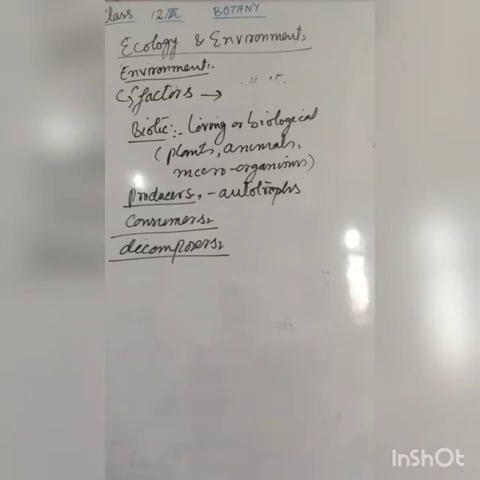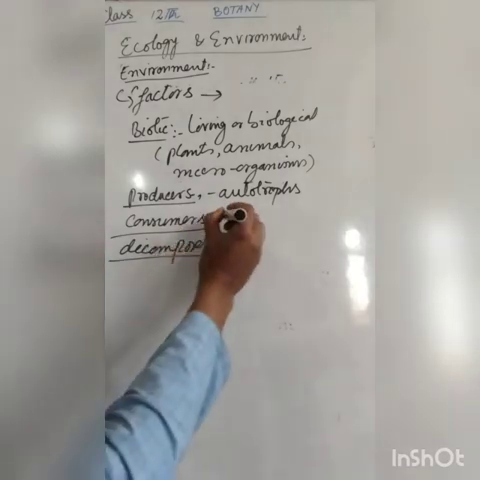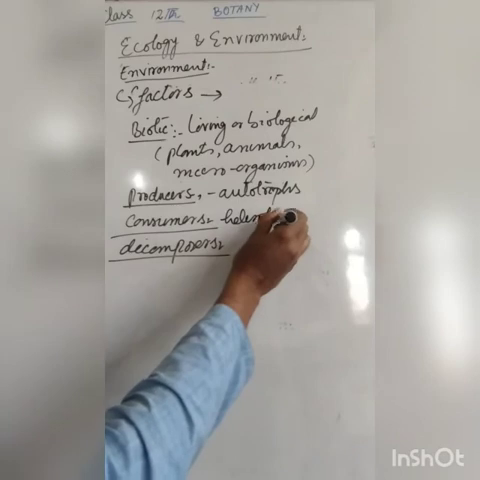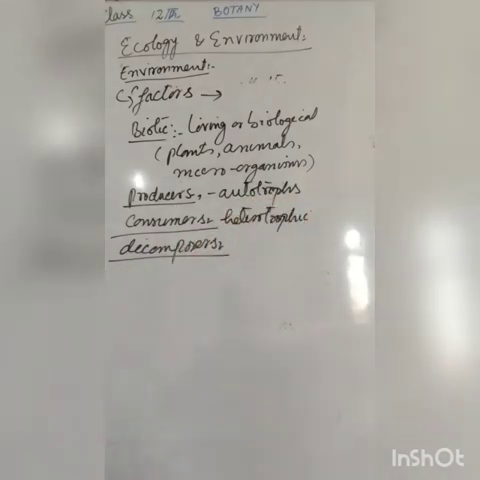Now there is another group, that is consumers. Animals depend upon the plants directly or indirectly. Herbivores feed on plants directly, and carnivores or omnivores may be indirectly dependent upon plants. All the animals which depend upon the plants directly or indirectly for their food are called consumers, and their mode of nutrition is called heterotrophic.